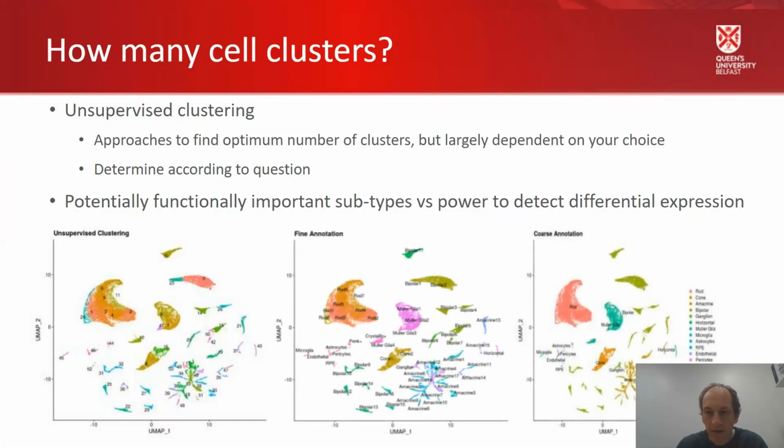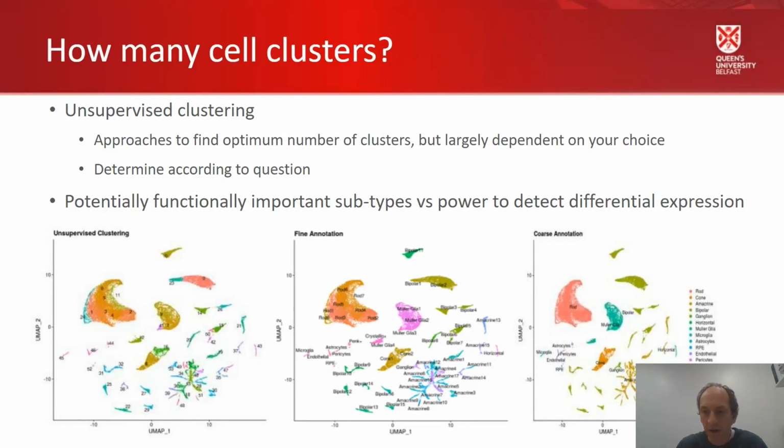So in the default settings, as I say, we had about 50 different clusters, and by looking at the marker genes, we could assign those in the middle UMAP there to the different cell types, so the subtypes of the main classes of cells, amacrines, bipolar, and so on.